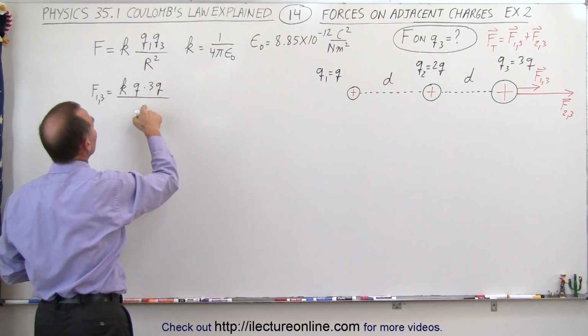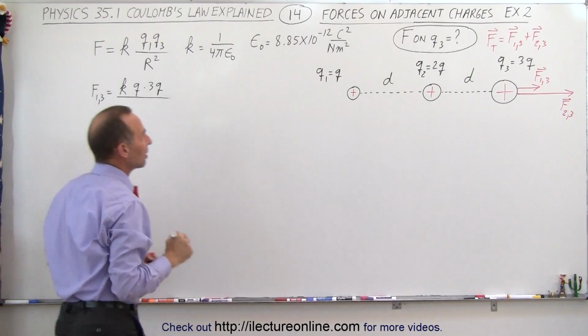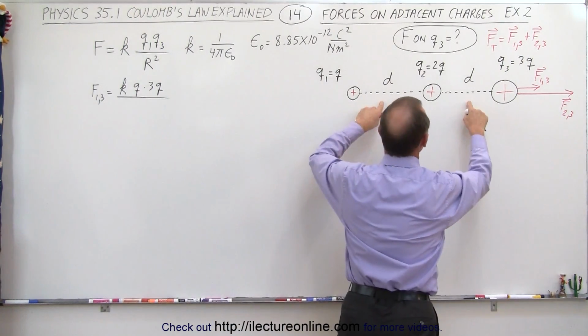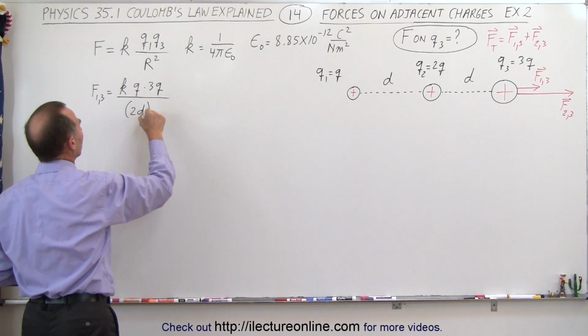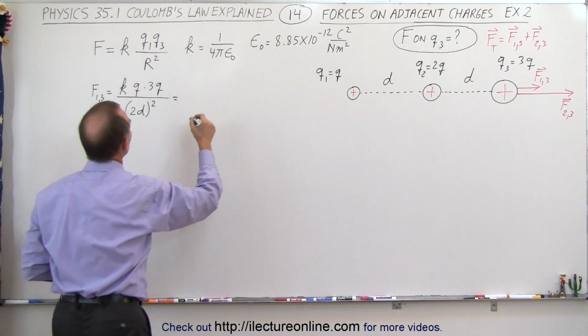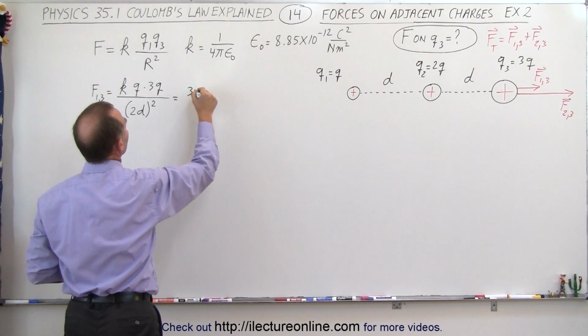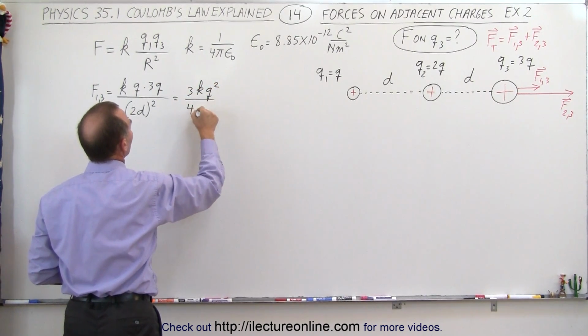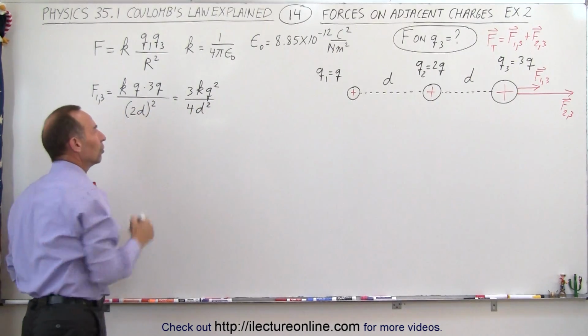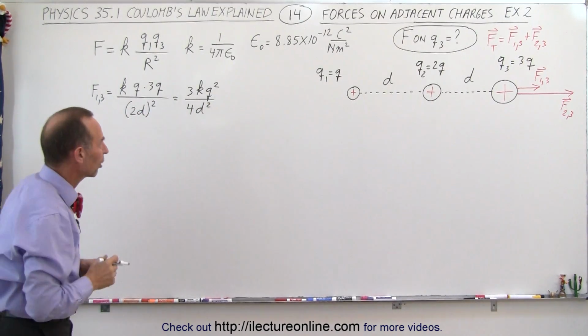And then the distance between them squared, that would be, let's see here, d plus d, which is 2d, and we have to square that. So we'll go 2d quantity squared, which is equal to 3kq squared divided by 4d squared. That's the magnitude of the force between the first and the third charge.